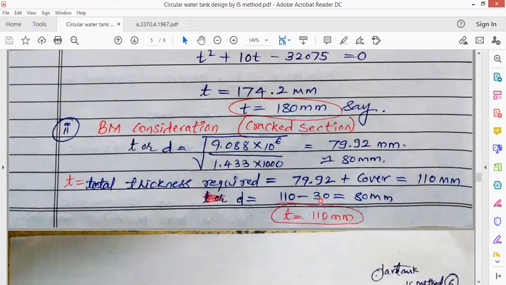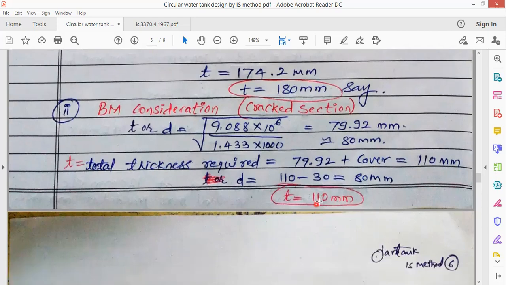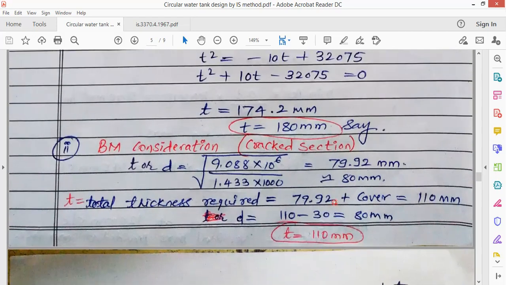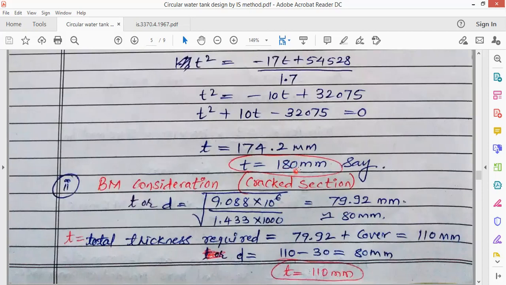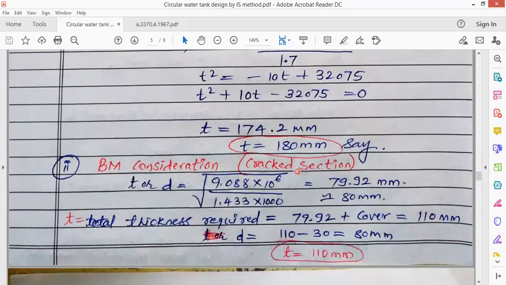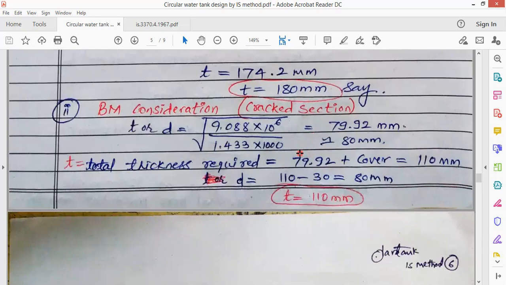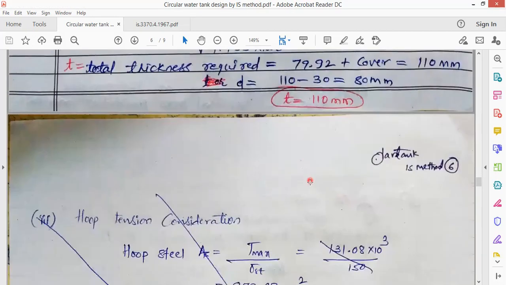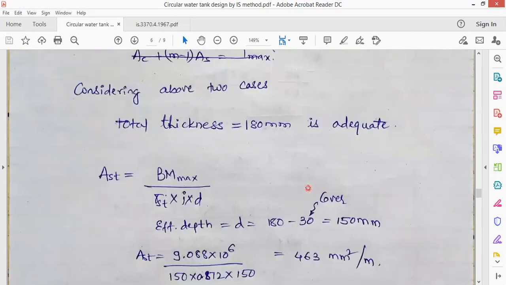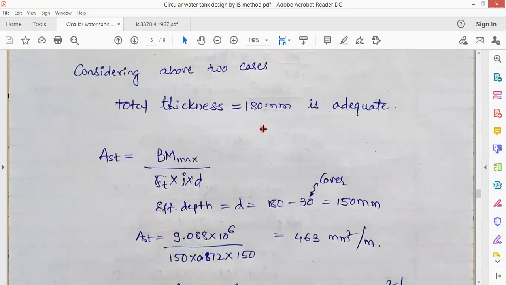So if I provide 30 mm cover, then it is 110 mm. But what we have obtained in the initial stage is 180 mm. So out of these two, the maximum value is 180 mm. So I am going to provide the thickness of the water tank as 180 mm. So water tank thickness will be now 180 mm for our further calculations. So I will consider total thickness as 180 mm, which is adequate now.